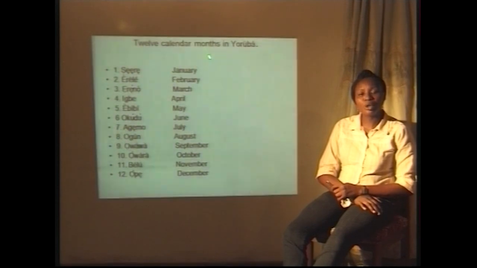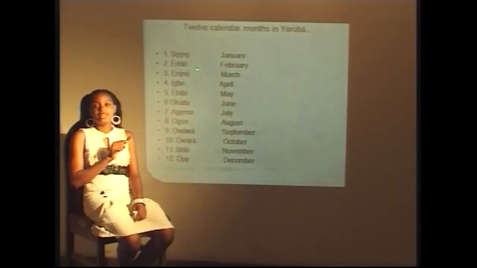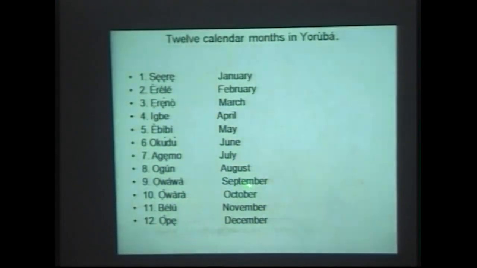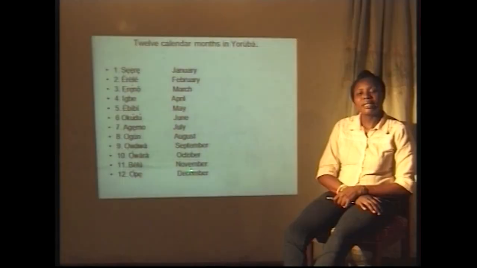The 12 calendar months in Yoruba. Sere, January. Erele, February. Erena, March. Igbe, April. Ebibi, May. Okudu, June. Agema, July. Ogun, August. Owawa, September. Owara, October. Belu, November. Ope, December.